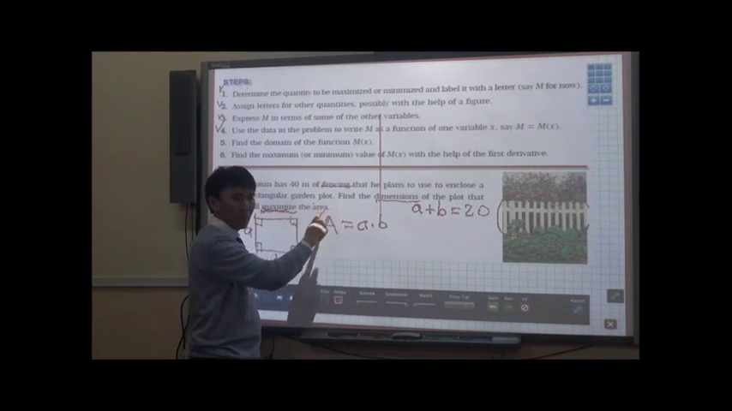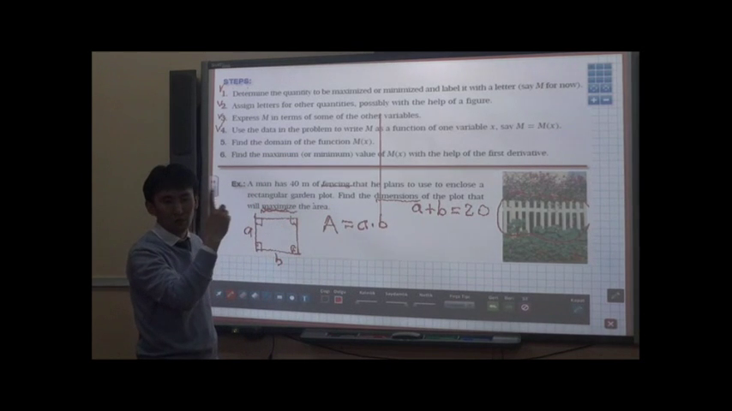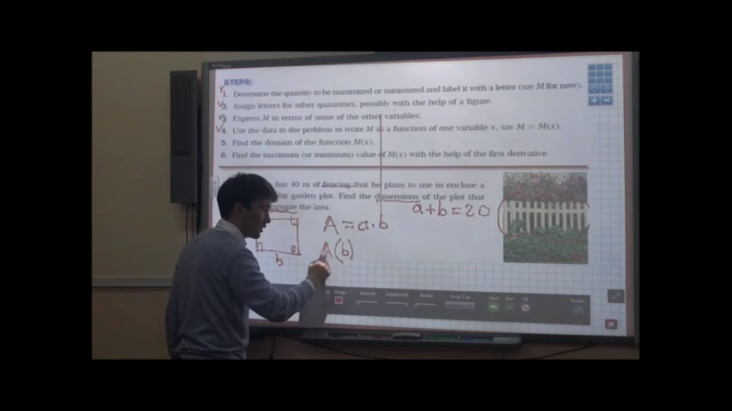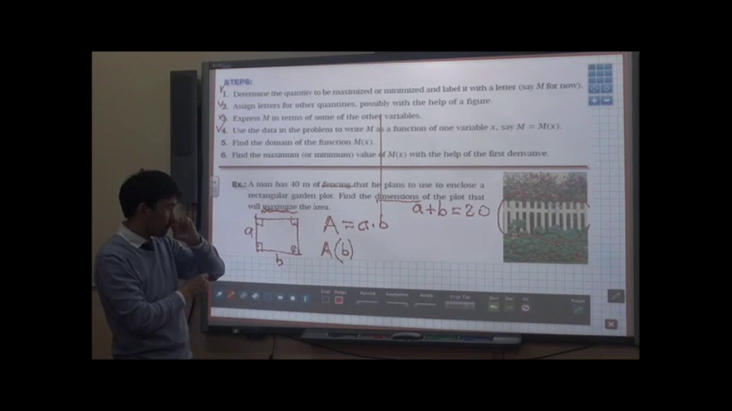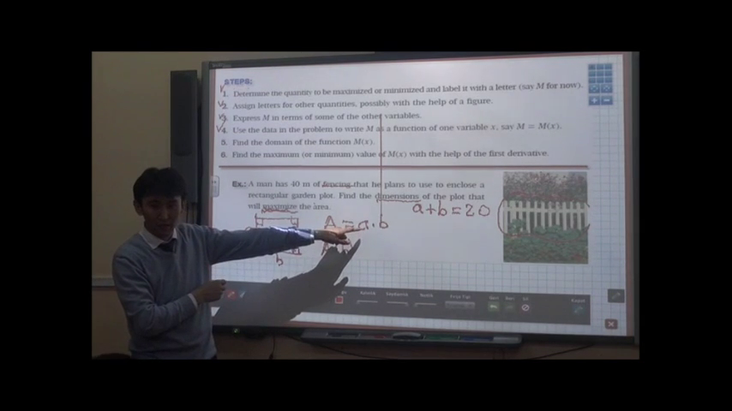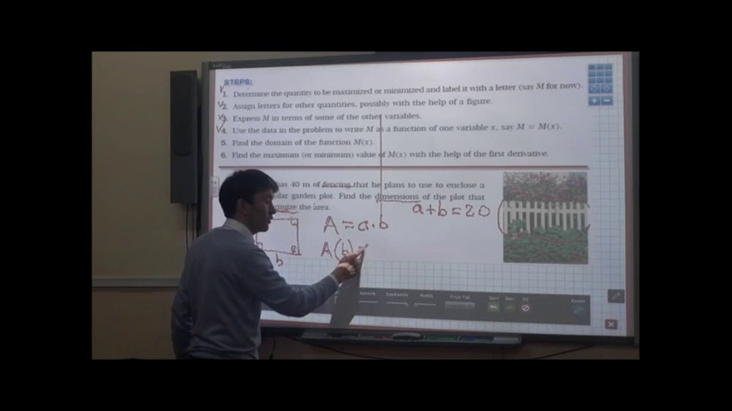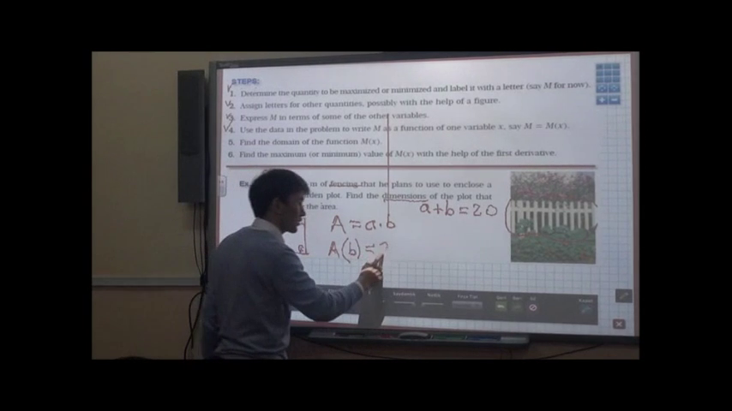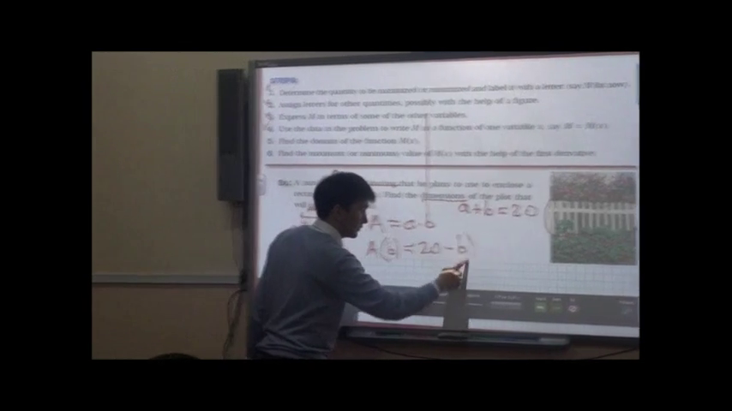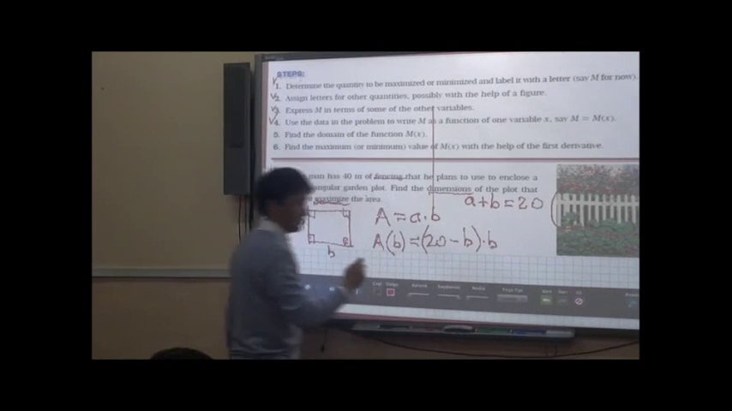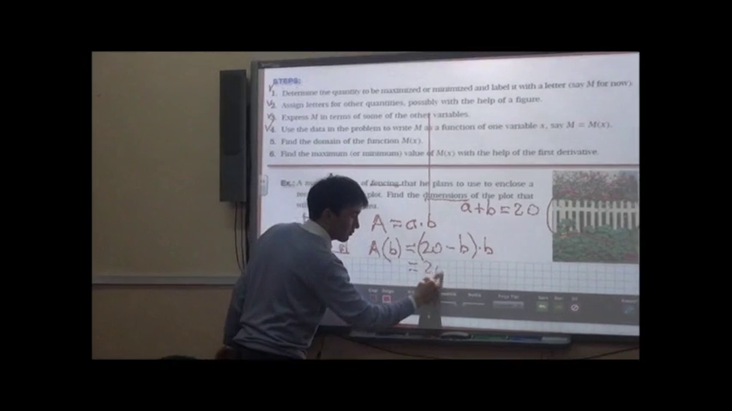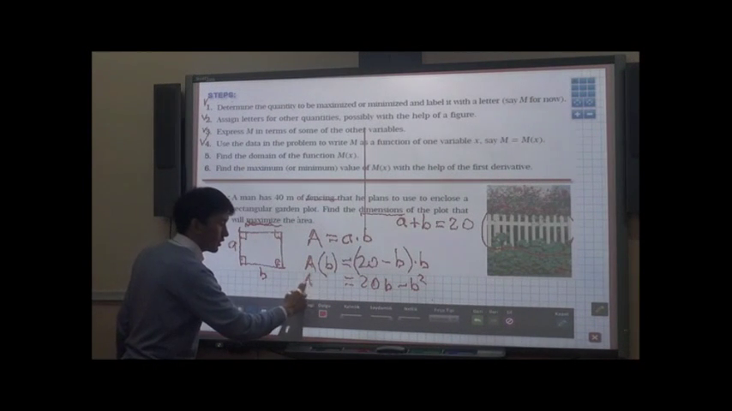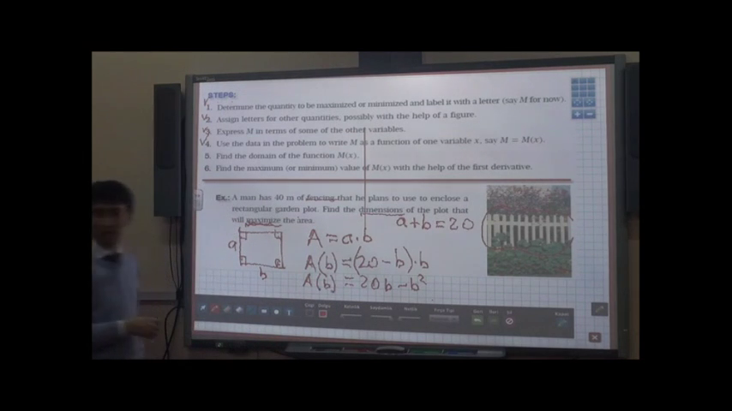Now, to write this as a function which depends only on one variable, for example B, I have to write A in terms of B. What is A here then? 20 minus B. Okay, that's correct. I said you are the cleverest man. Now times B, then this is equal to 20B minus B squared, yeah? Now this is area which depends on B. I got the function, yeah?